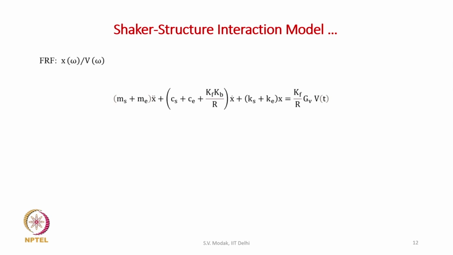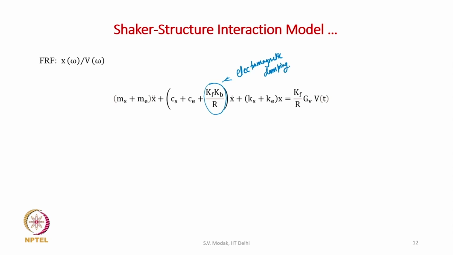In this equation we have the voltage as the input appearing on the right hand side. Kf upon R into Gv is the constant, and on the left hand side we have an additional damping term, Kf into Kb upon R. So this is the term appearing in the damping part, and therefore it acts like damping. This term is called electromagnetic damping. So this is the equation we get.